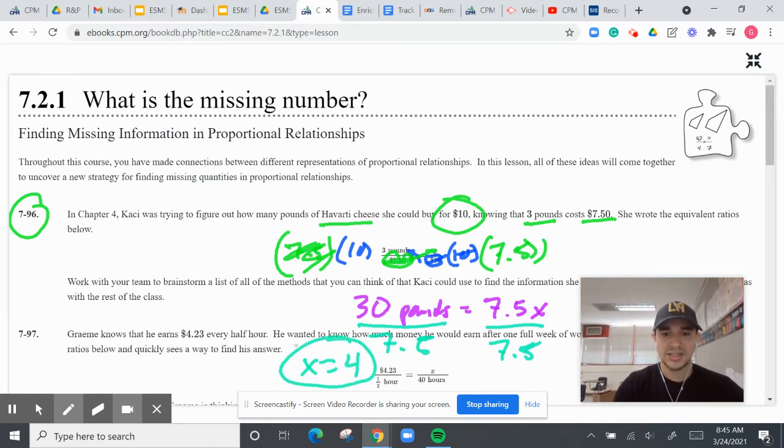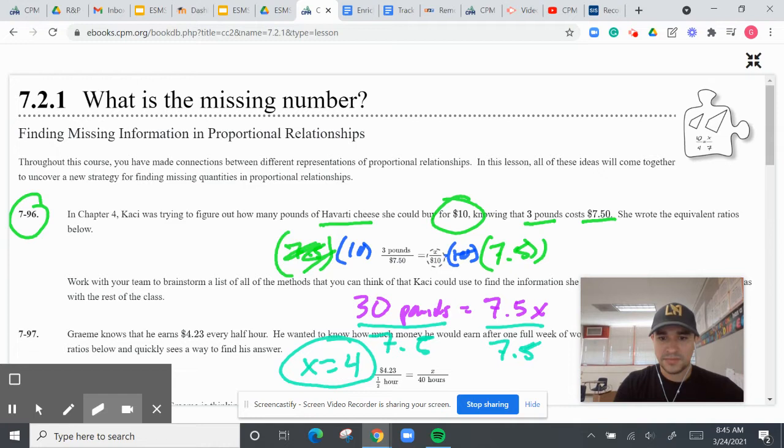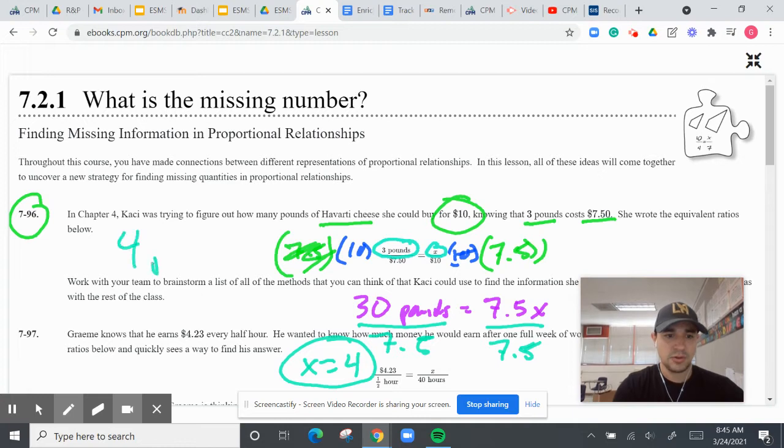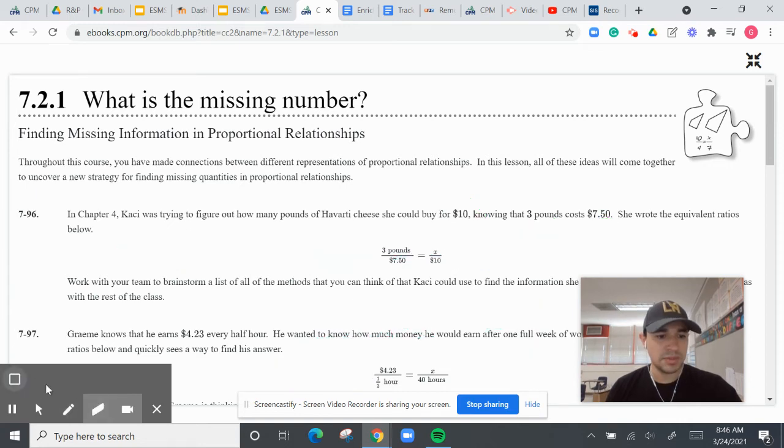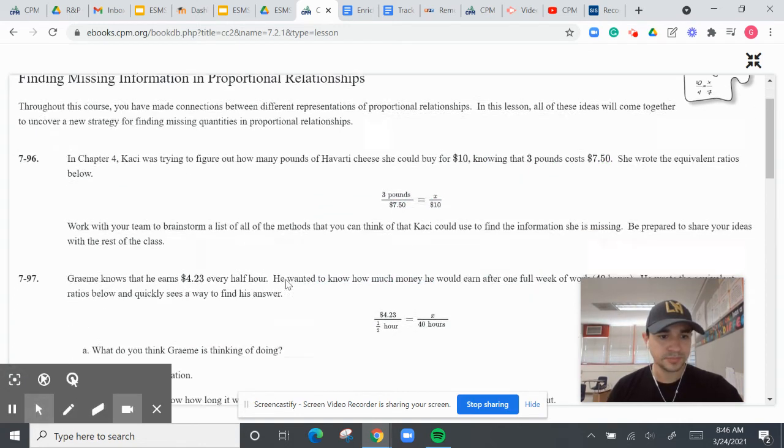And what does x equals 4 mean? If you look right here, x is on top, and on top we have pounds. So x is pounds, so it's going to be 4 pounds. That's one way you can do it, cross multiplication. There's more than one way, but let's keep going to the next problem.